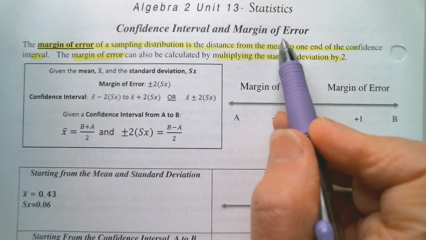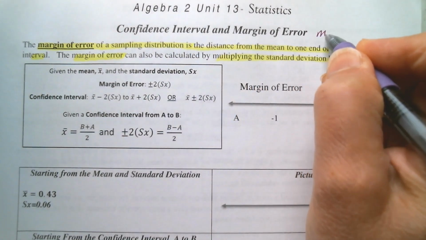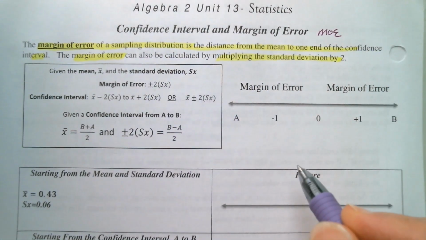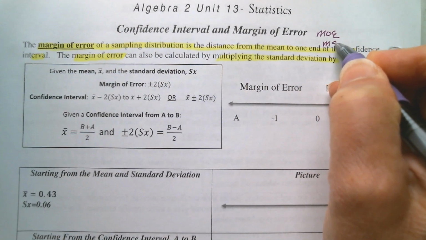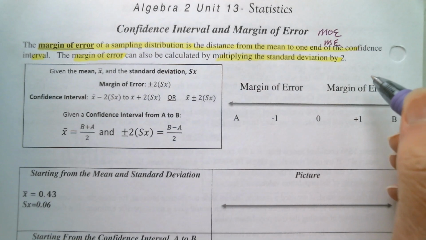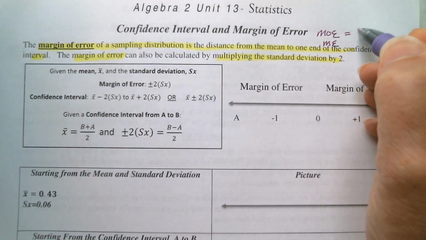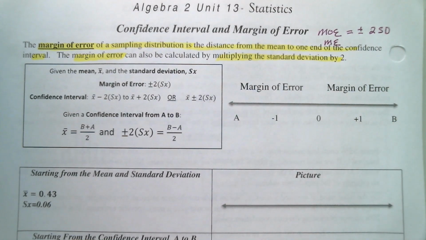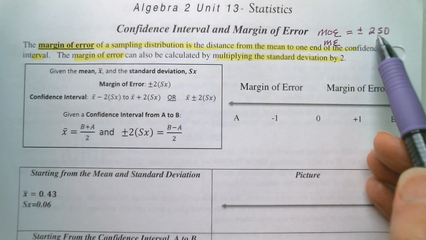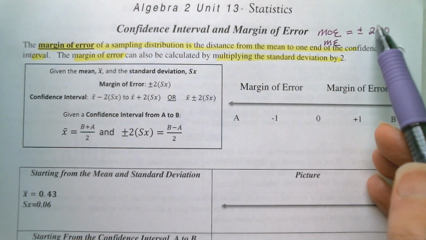So margin of error, sometimes you'll see it abbreviated MOE for margin of error. Sometimes I might do just simply ME for margin of error. But the margin of error is equal to plus or minus 2 standard deviations. And again, standard deviation can be abbreviated SD or s_x.